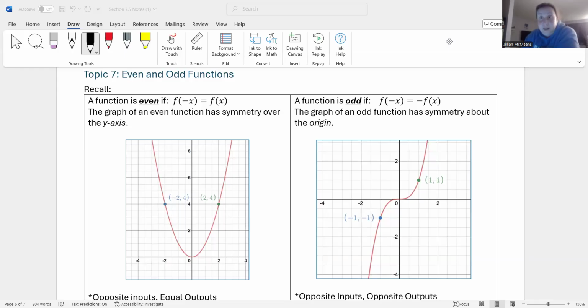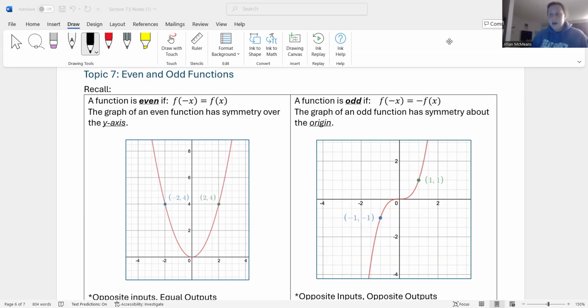Okay, finally. The last topic in section 7.5 is topic 7, which is about even and odd functions. Now, even and odd functions, that's something you talked about in Math 171. So let's do just a quick review of what even and odd functions are. So a function is even if f of negative x equals f of x.